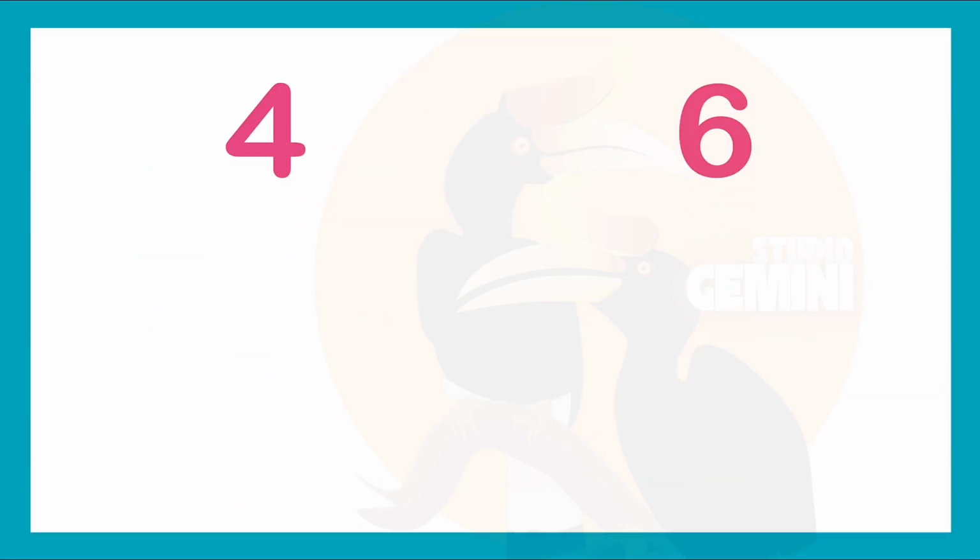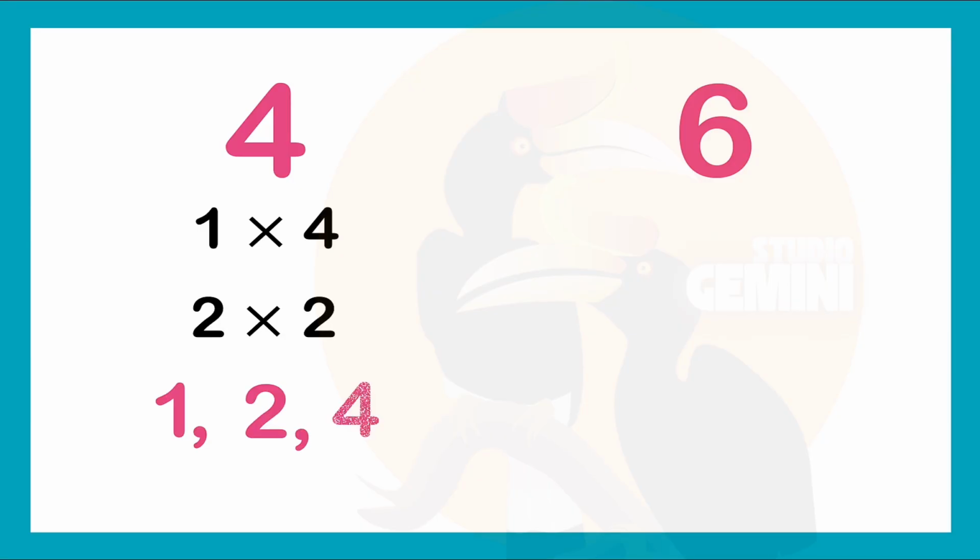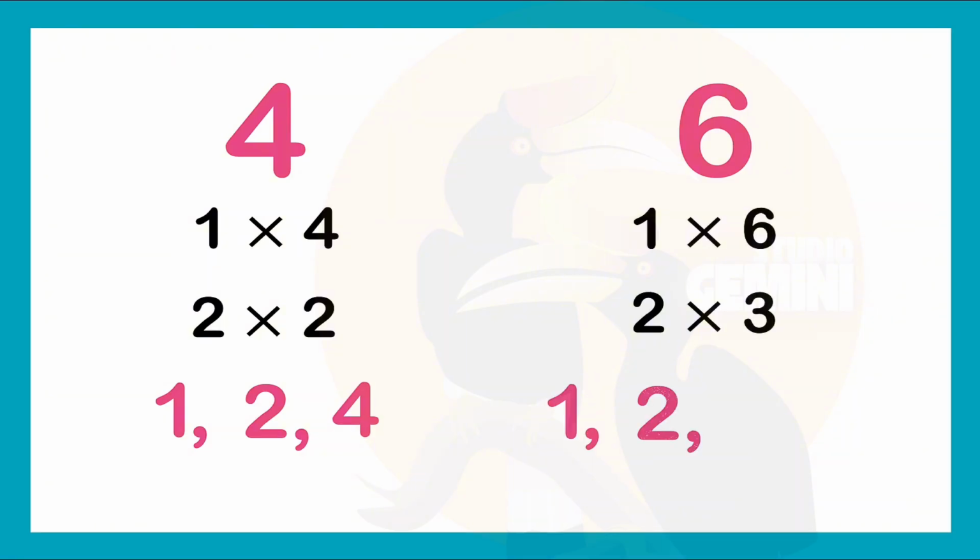Why are 4 and 6 missing from our list? That's because they are not prime. They have more factors than just 1 and themselves. For example, 4 is 1 times 4, but also 2 times 2. The factors of 4 are 1, 2, and 4. 6 is 1 times 6, but also 2 times 3. The factors of 6 are 1, 2, 3, and 6.